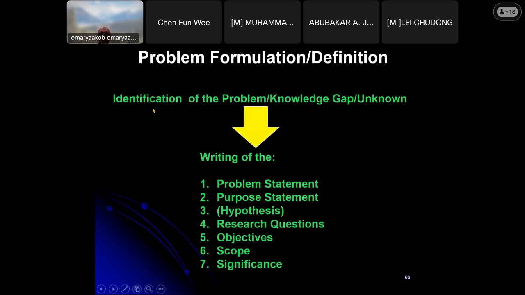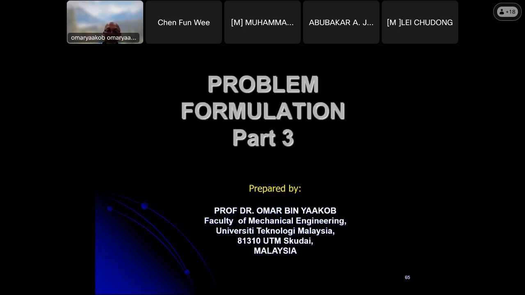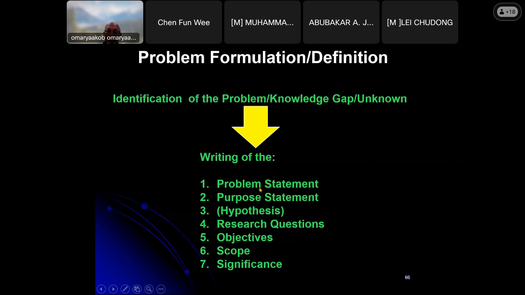We are trying to identify the problem or the research gap. And the next stage is, so we try to identify the problem. One way is by doing the pyramid or the inverted pyramid or the triangle. And the next part will be to write down the parts which are part of chapter 1 of your proposal or chapter 1 of your thesis. So chapter 1 will consist of this problem statement, purpose statement, hypothesis if necessary, research question, objective, scope, significance.